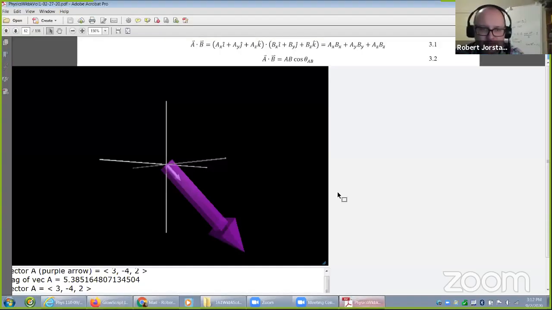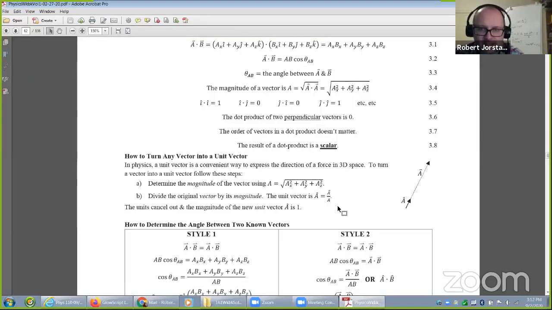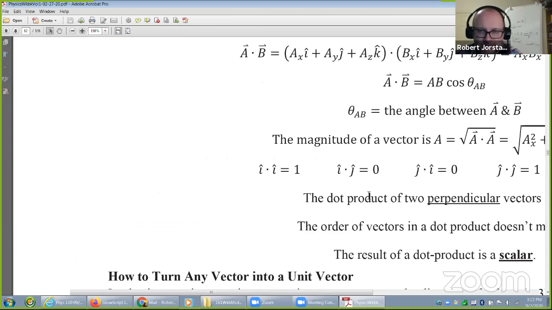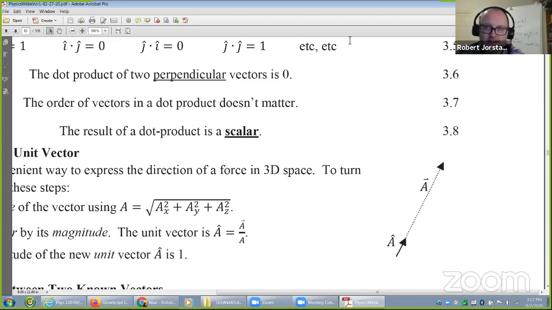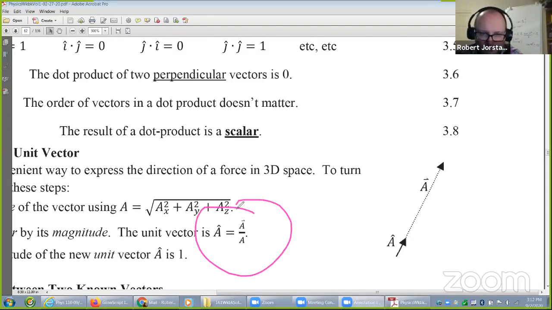So let's go back to here. It's really easy. Take a vector and divide by its magnitude. And I want to zoom in on this to show you something that I want you to pay attention to. This is what I'm looking at right now. Just give me a second. You are expected to know this stuff really well.